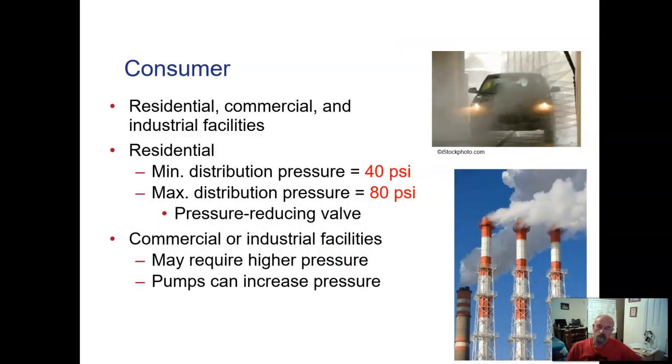Consumers. Who are the consumers? Residential, commercial, industrial facilities. For residential purposes, minimum distribution pressure is 40. If it's less than that, it needs a backup pump. Maximum 80. If it's more than 80 psi, you've got to install pressure reducing valves or adjustable valves.